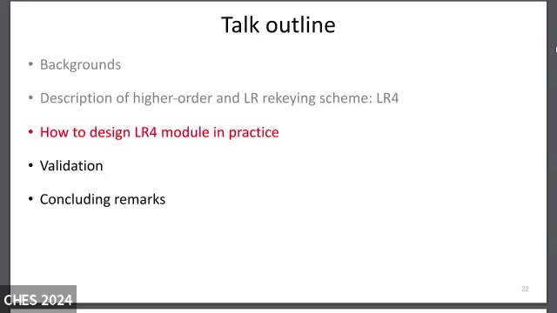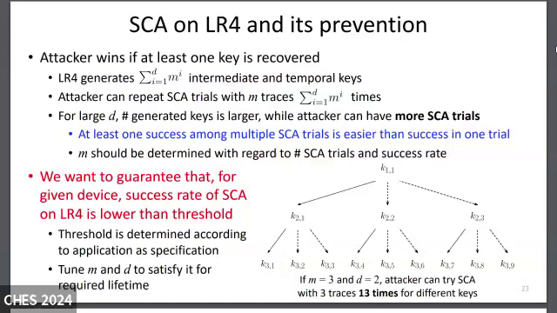Okay, let me explain how to design the LR4 module. To discuss how to design the LR4 module, we should define side-channel attack on the LR4 module. We define it here as: the attacker wins if at least one key is recovered, including intermediate keys. LR4 generates a number of intermediate and temporal keys like in this figure. For example, if M equals 3 and D equals 2, the attacker can try SCA trials with 3 traces up to 13 times for different keys.